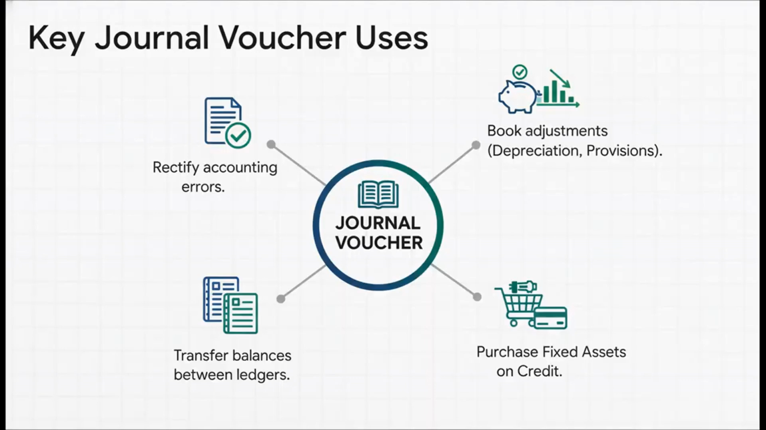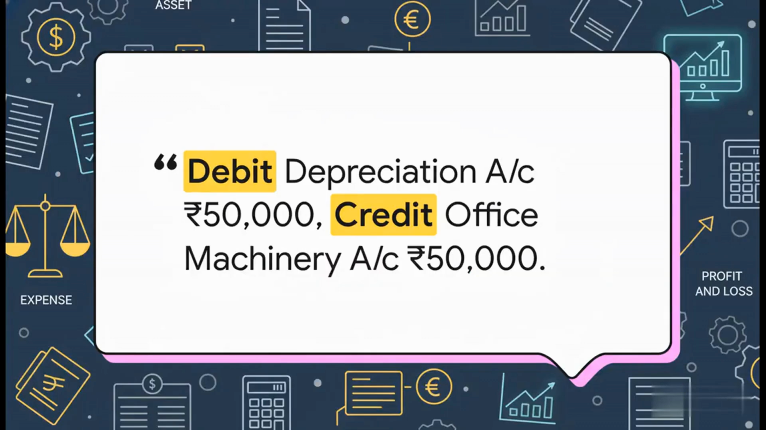Oh, and it's the classic way to record buying a big asset on credit, long before you actually pay for it. This scenario just nails it. See, no money is actually changing hands here, not a single rupee. You're just recording an expense, the depreciation, and at the same time, you're reducing the value of your asset. This one entry makes sure both your profit and loss and your balance sheet are telling the truth.